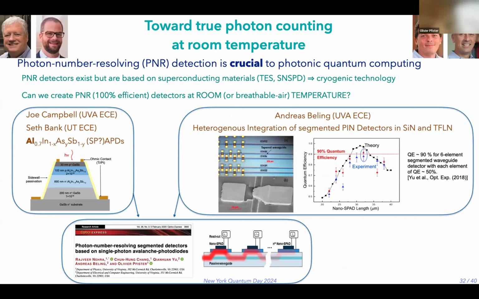Okay, so we're working with Joe and Andreas on taking those photon number resolving detectors and making them room temperature. And that's more like what the company is doing. To do that, we're not going to use superconducting materials. We're going to use semiconducting materials. We're going to use avalanche photodiodes instead of transition edge sensors. That's work in progress, but we're very happy with the way it's going.